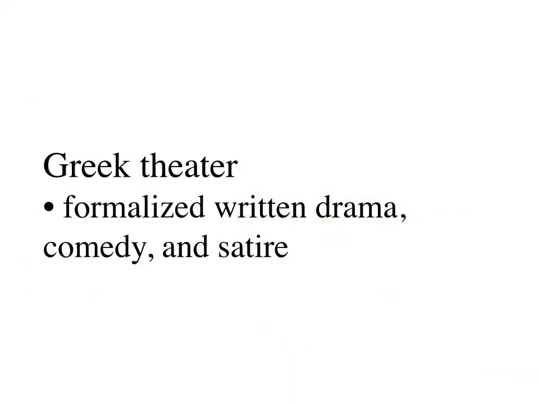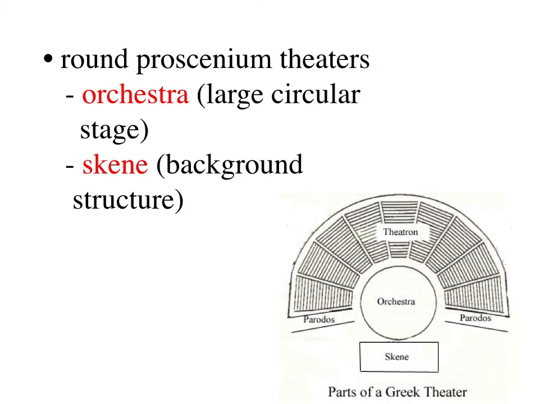We're going to talk very briefly about Greek theater, because it is really where our theater comes from. They used the genres of drama, comedy, and satire, melodrama, and tragicomedy. Some of those genres that we talked about didn't really exist in the Greek tradition. They used drama, comedy, and satire. The setup for Greek theater was a proscenium theater. So you have the orchestra in the center, and then the skena is the background structure.